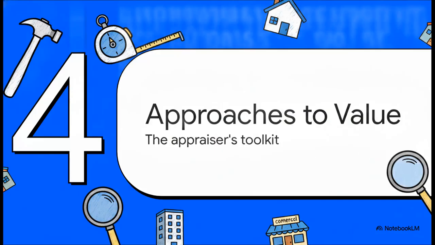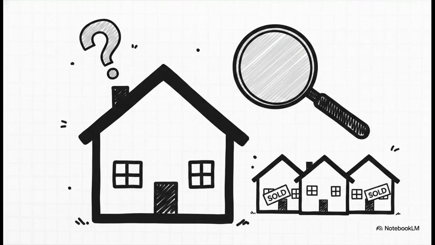Section 4. 3 approaches to value. The appraiser's toolkit. Once the data is gathered, it's time to open up the toolkit. Appraisers have 3 main ways to estimate value. The first tool is the sales comparison approach, and it leans entirely on that principle of substitution we literally just talked about. This is the one you're probably most familiar with already, because it's the most common method used for residential properties. You just look at similar homes that recently sold to figure out the value of your current property.